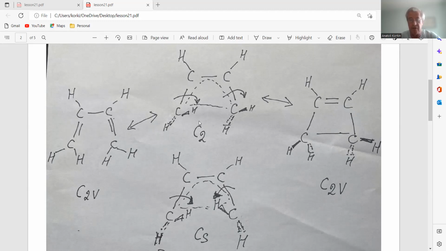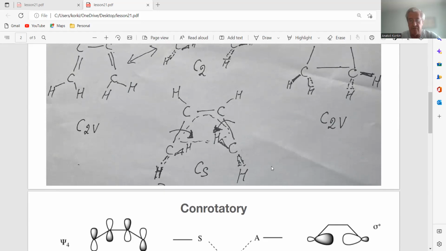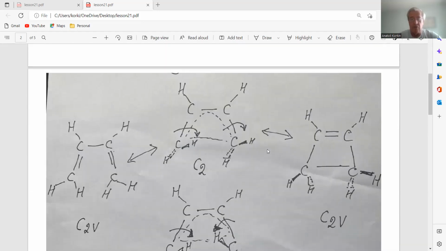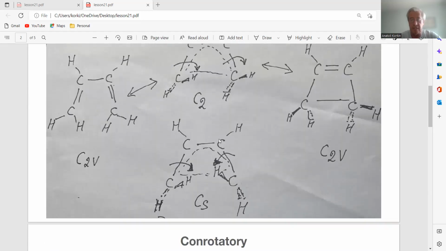One would preserve the twofold axis, so it's a rotation in the same direction on both sides, called conrotatory, and the other preserves the plane perpendicular to the molecular plane. So these two hydrogens go toward each other, and those go further away from each other. This is, as I say, the conrotatory process, and this is disrotatory.